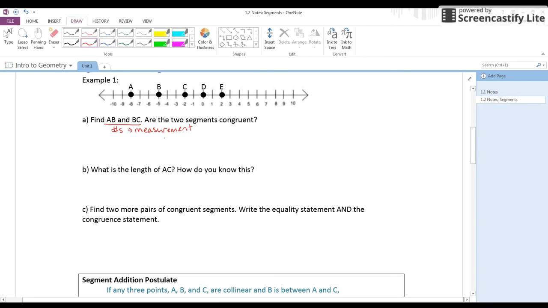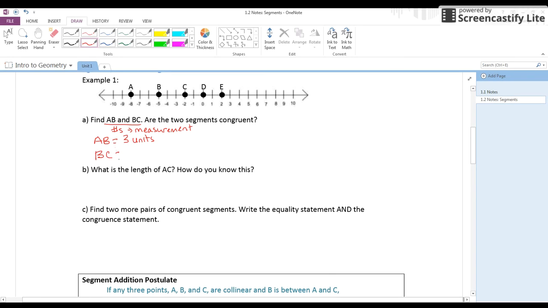And then we want to ask ourselves, are they congruent? So the first thing you want to do here is tell me, well, what's the length of AB? And here it's a number line. What do you think you're going to do? Just count, right? So A is at -8, B is at -5. I'm moving over 1, 2, 3. So AB is 3 units. Okay, we're going to do the same thing for BC.